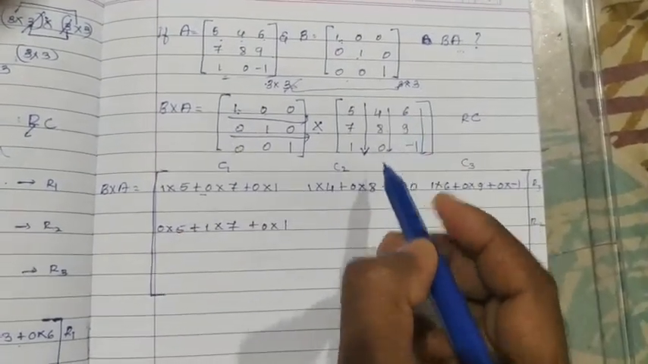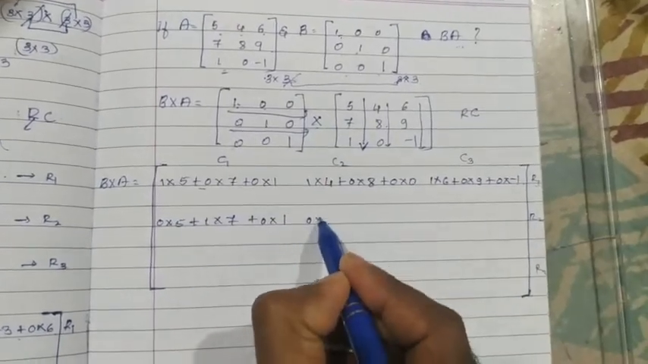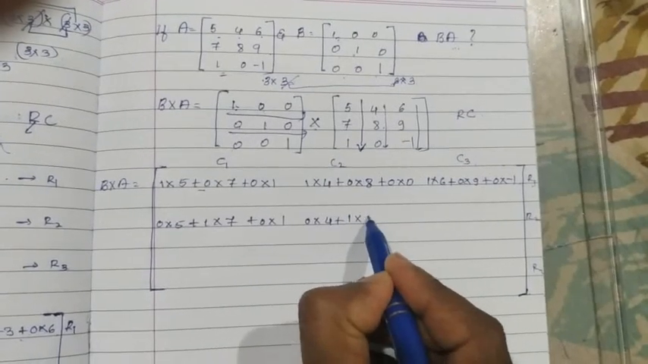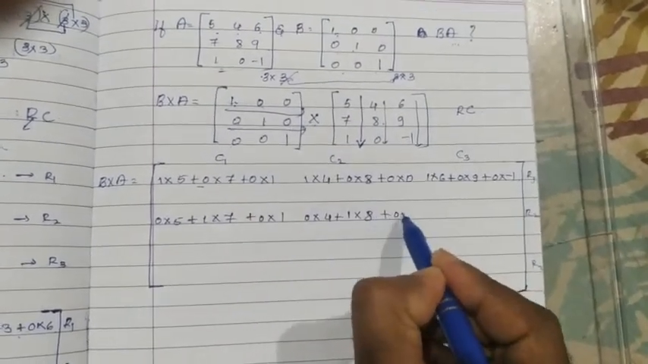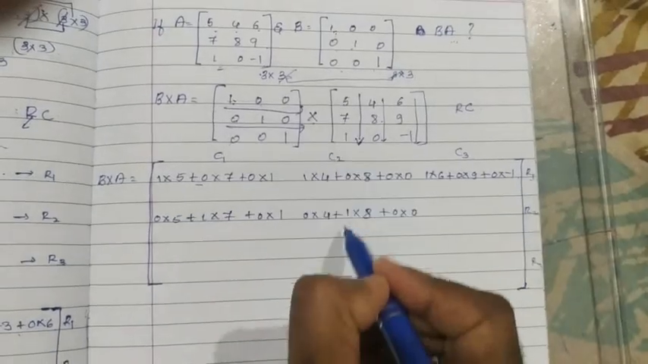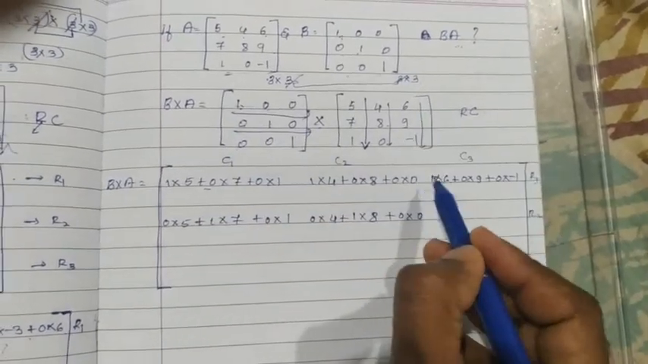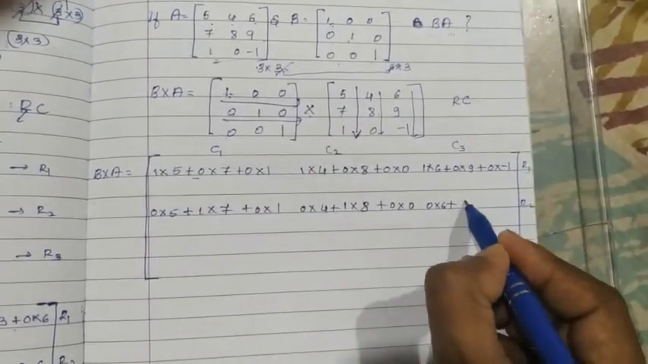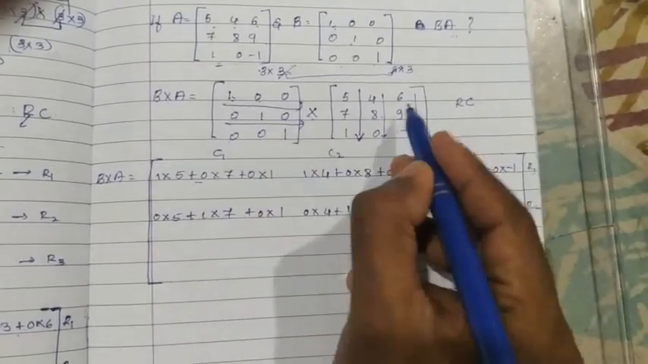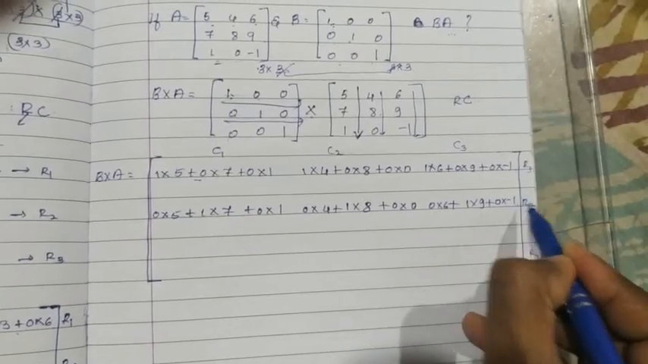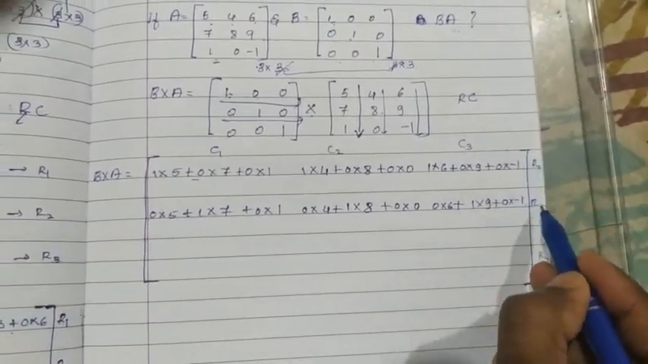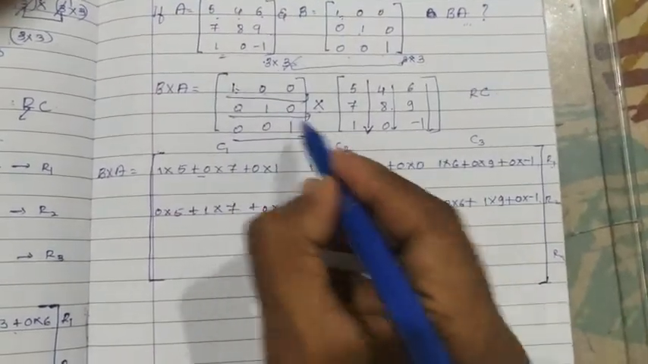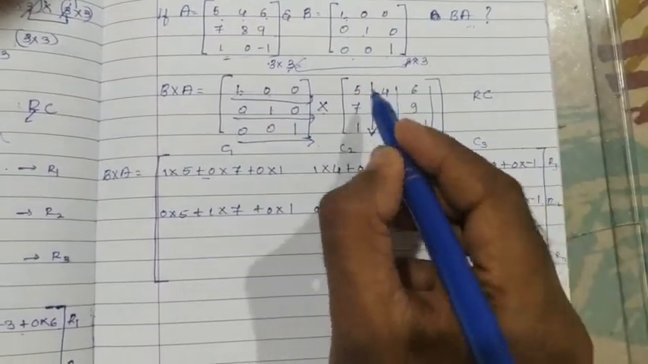So look here, these are the entries in the second row and the first column. Next, second row, second column: 0 into 4 plus 1 into 8 plus 0 into 0. This is second row, second column. Next, second row, third column: 0 into 6 plus 1 into 9 plus 0 into minus 1. This is second row, third column.